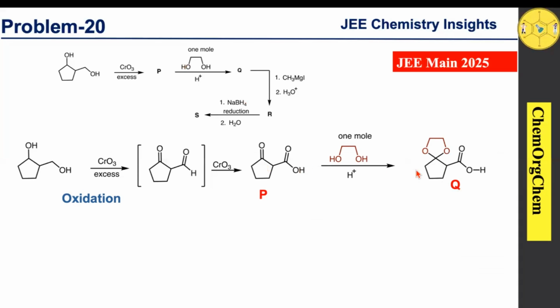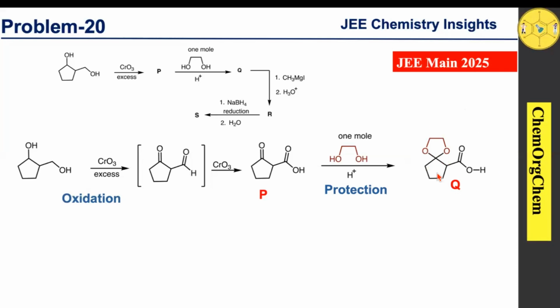Now look closely at what happened. Two hydrogen atoms from ethylene glycol and one oxygen atom from the ketone functional group, these three combine to form a water molecule. At the same time, the cyclic ketal is formed. This is the common strategy for protection of a ketone functional group, in order to prevent the ketone from reacting in a subsequent step. Our intermediate Q now has a carboxylic acid functional group and the protected ketone as a cyclic ketal. So this step is known as protection.